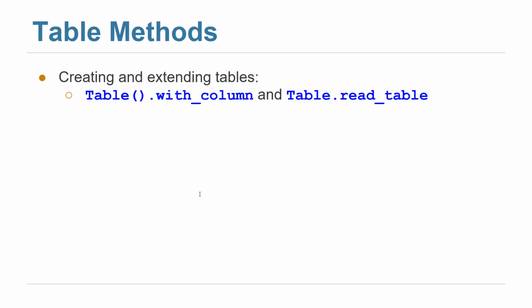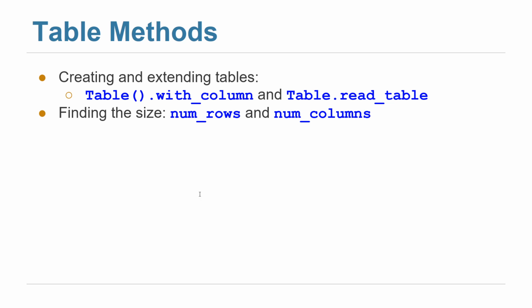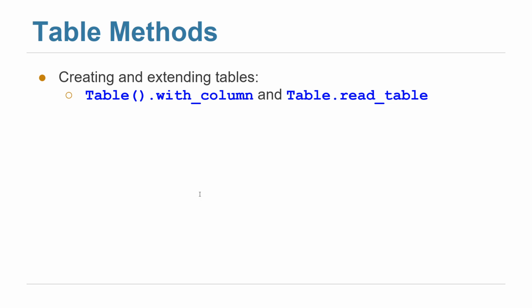So we know that we can create columns with column, and we can create a table with read table. And with column also, it's not actually creating a column, it's creating a new table with the new column, after we add the new column. And the table, of course, will create a table from a file. With column creates a new table. So it starts from a table and creates a new table with a new column.